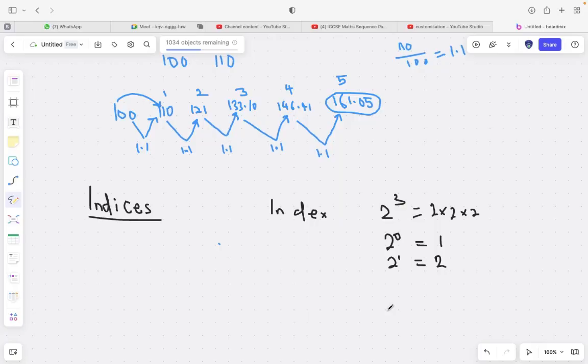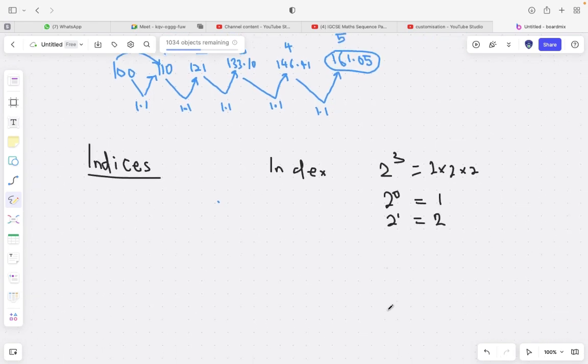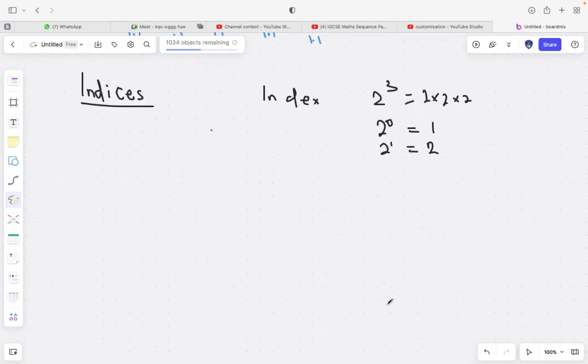Once again, welcome to IGCSE Indices. This is Indices, and this is this chapter. It's very relevant for IGCSE studies.